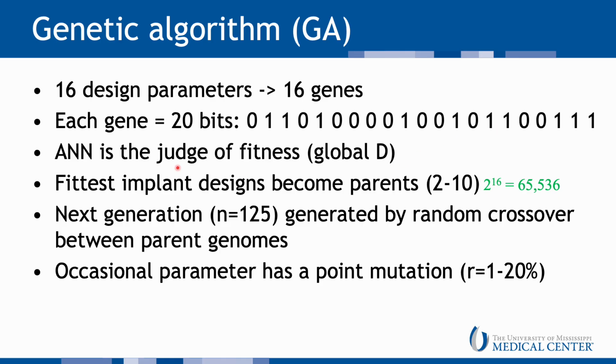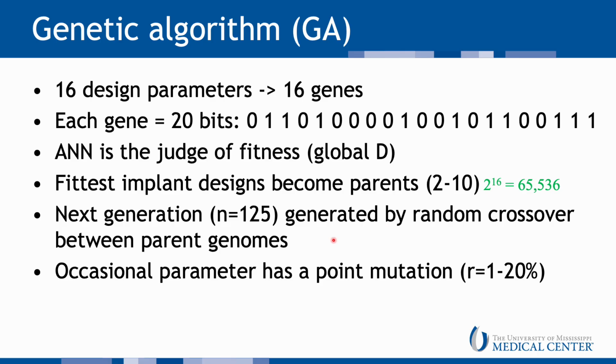And then we rely on the trained artificial neural network to be the judge of which genome is likely to result in the highest fitness or the best performance. And then we select the few parents, typically just 2 parents, that have the highest performance, and they become parents of the next generation of children genomes. And 2 may not sound like a lot, but if you have 16 genes and just 2 parents, then random crossover between their genomes can form more than 65,000 different types of children.